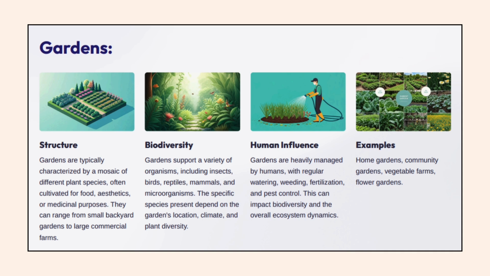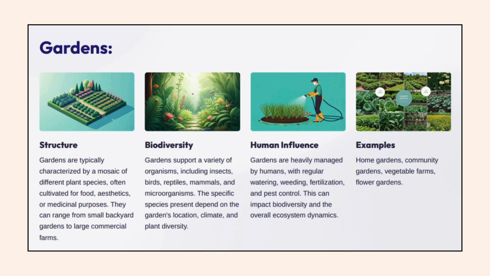As for biodiversity, gardens support a variety of organisms, including insects, birds, reptiles, mammals, and microorganisms. The specific species present depend on the garden's location, climate, and plant diversity.